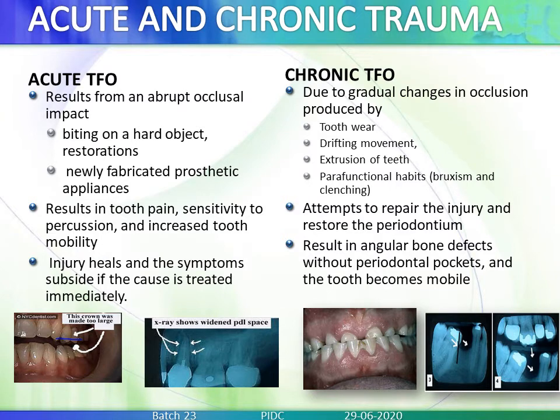This takes years to produce changes in the surrounding periodontal structures, and in attempts to repair the injury and restore the periodontium, this might result in angular bone defects without periodontal pockets, and the tooth might become mobile. But this is without periodontal pockets, and therefore we need not worry about the pathology caused by periodontal pockets.